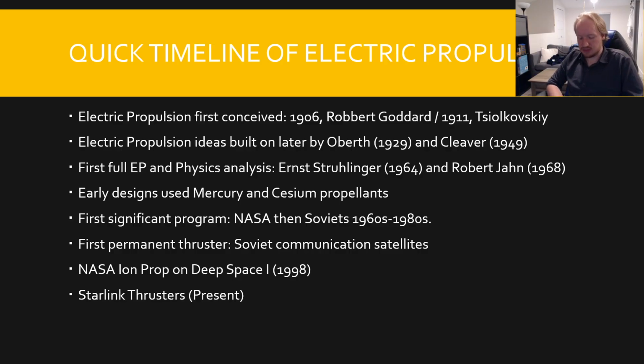The first significant program was by NASA in the 1960s through 1980s. They were shortly followed by the Soviets during that same time. During the space race, everyone was kind of going for all of these technologies, trying to be the first one to get them to work. And for electric propulsion, it was the Soviets. They were the first people to launch a permanent thruster, used in some of their communication satellites for station keeping, which is one of those places where ion propulsion really shines.